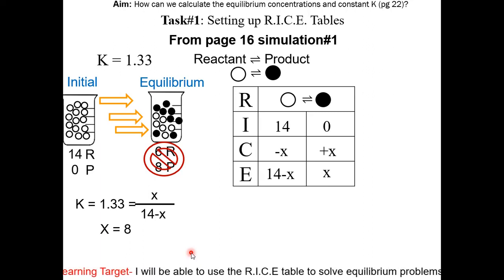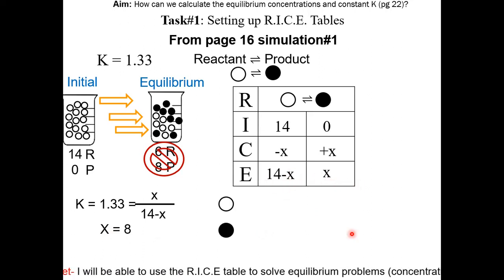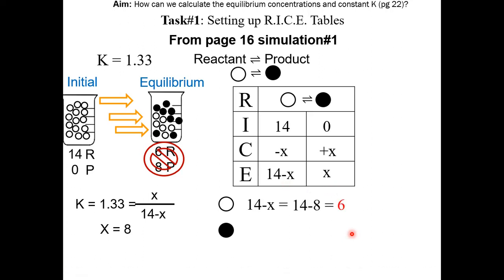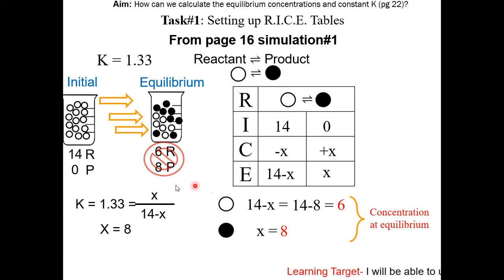Once we get the value of X, we can plug it back into the equilibrium concentrations of the reactant and product. For the reactant, it will be 14 minus 8, which is 6. And for the product, it will be X, equal to 8. This is the equilibrium concentration. Notice it is the same as the equilibrium concentrations we figured out before.